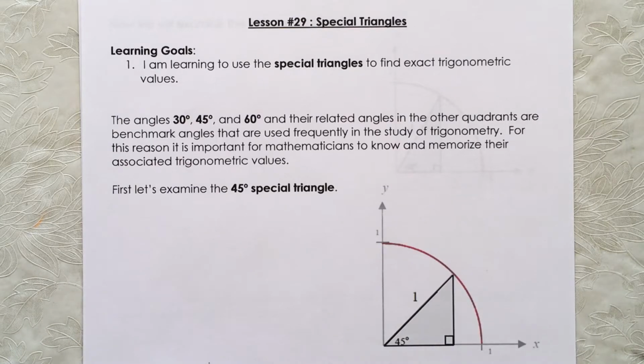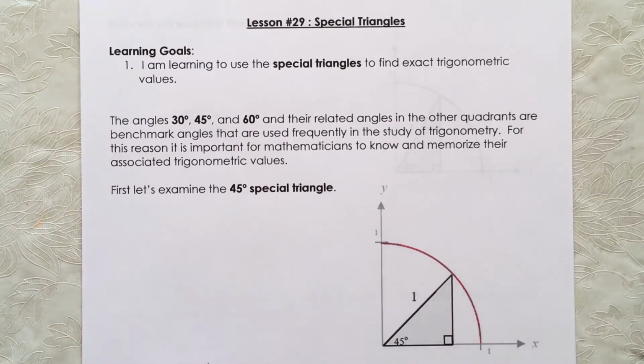Hi everyone. Today's lesson is on using special triangles to find exact trig values. So the angles 30, 45, and 60 and their related angles in quadrants 2, 3, and 4 are benchmark angles that are used frequently in the study of trigonometry. For this reason, it is important for mathematicians to know and memorize their associated trig values.